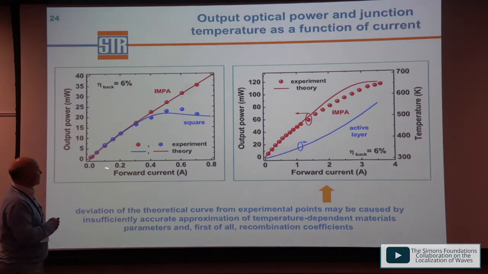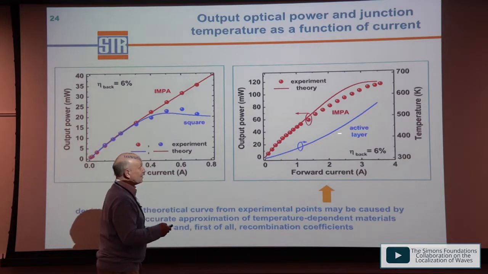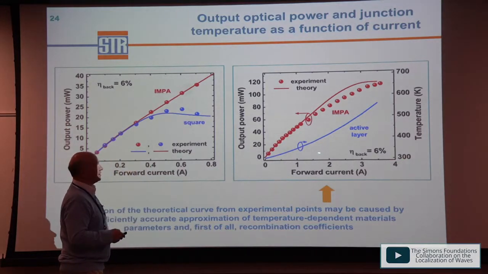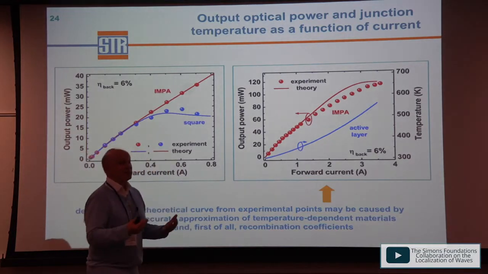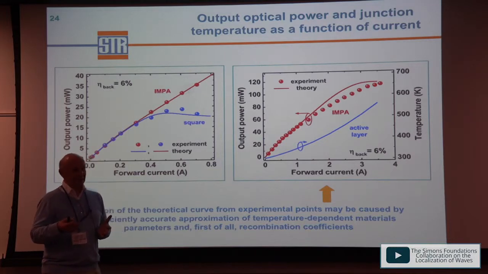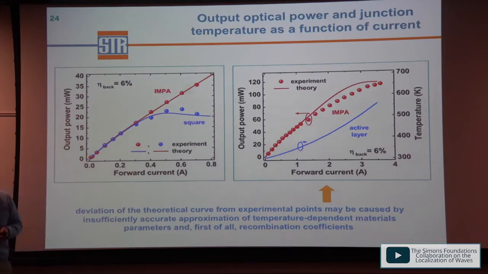So if the currents are not so high, the response is good. But if we go to higher currents, producing stronger temperature in the active region, we see the discrepancy. The discrepancy is related to poor knowledge of the temperature dependence of the recombination coefficient. Maybe in the second part of my talk, I will discuss this issue in more detail.